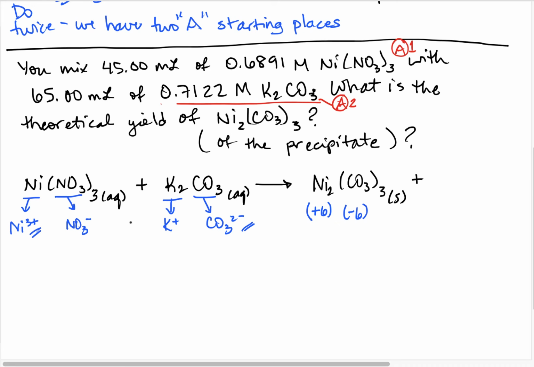We have potassium and nitrate, and we know they form a soluble compound. So now we need to balance it. So let's take a look.